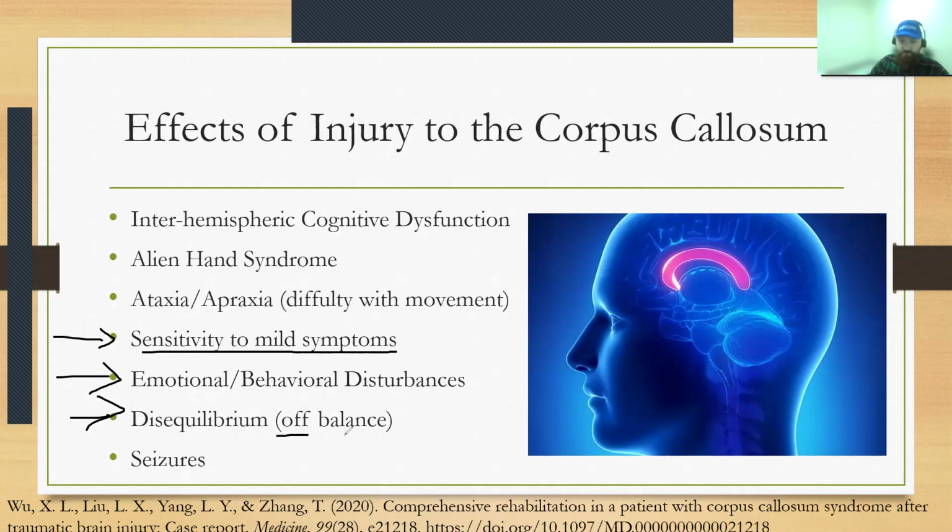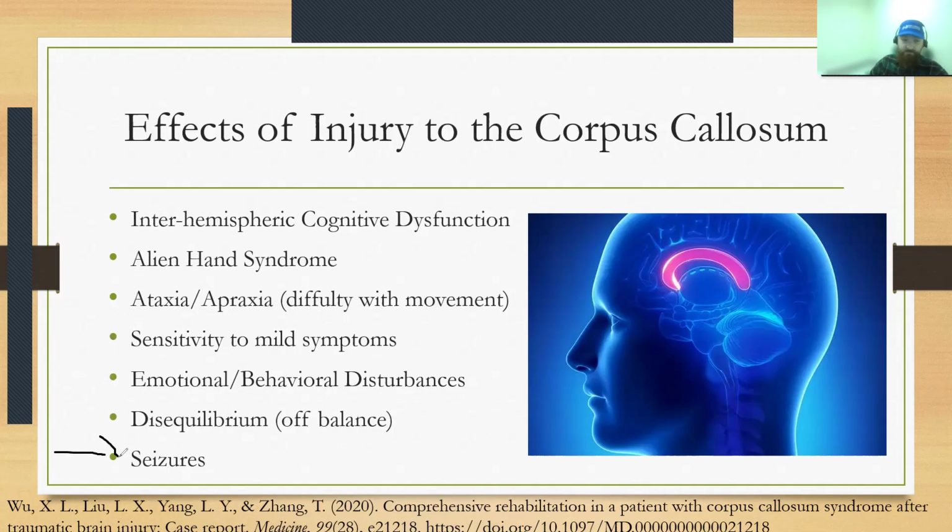Disequilibrium, which is a fancy word for saying off balance. So dis being not, and equilibrium or balance. And so if the two hemispheres of the cerebrum are not connected, then it would be fair to assume that maybe there could be balance problems post having the corpus callosotomy. And so that's something that, again, can be measured.